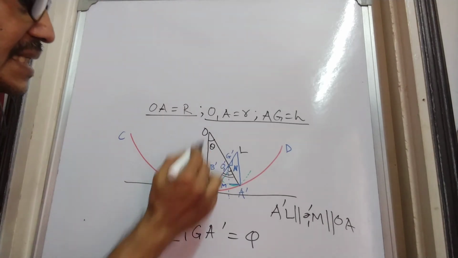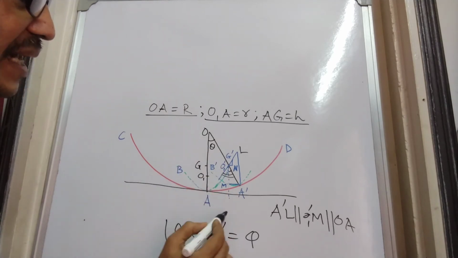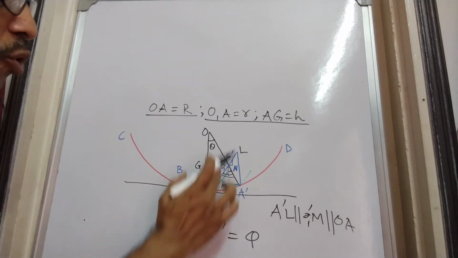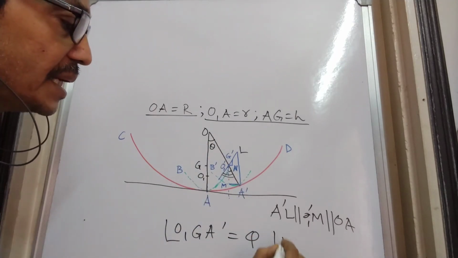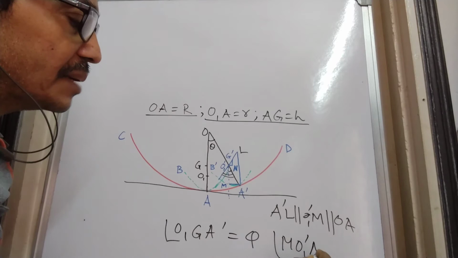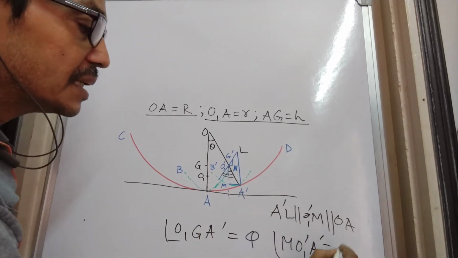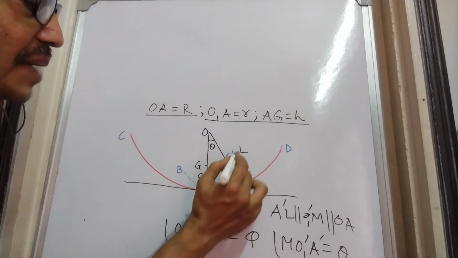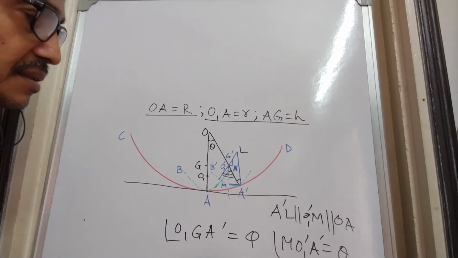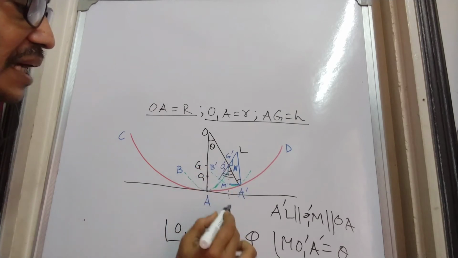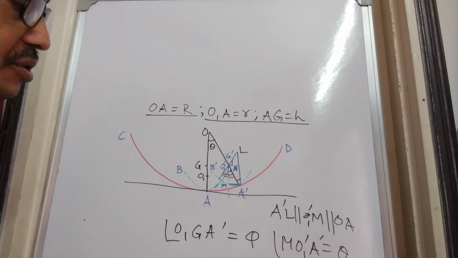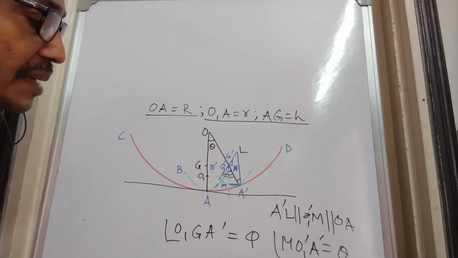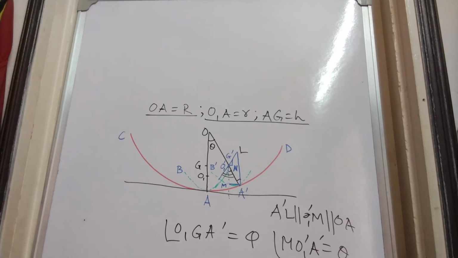And you can easily see that since this line and this line are parallel and this cuts them, this angle is theta. Angle M O1 prime A prime is nothing but theta, as well as angle O1 prime A prime L, which is also theta.